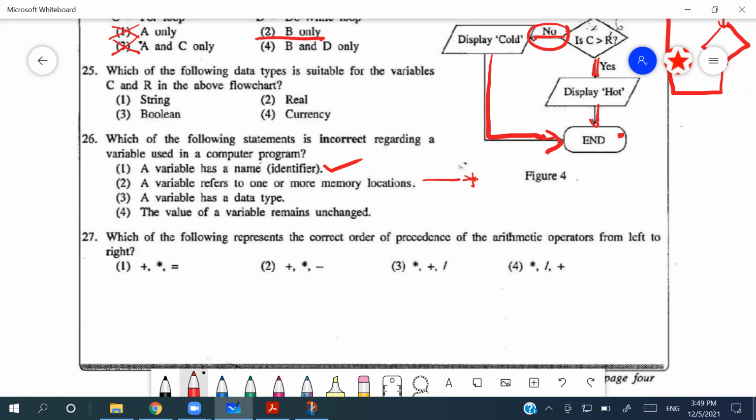Then the third one, it says a variable has a data type. Now that's correct, right? When we are defining a variable, we always mention the data type. The value of variable remains unchanged. No, we can't say that component is a variable, because it is changing frequently. Remains unchanged means an incorrect one, a solid incorrect one. A variable refers to one or more memory locations, so that can be taken as a correct one. Right, so the fourth one is going to be the answer. They are asking what are the incorrect answers that we have.